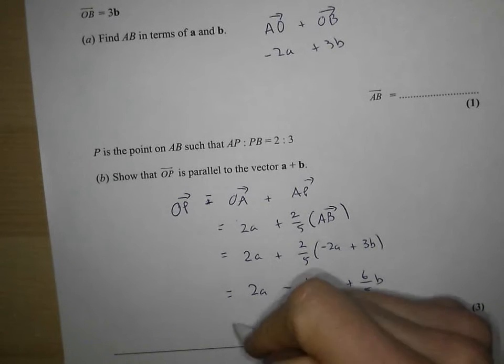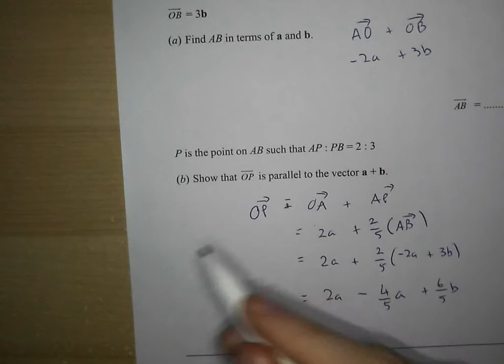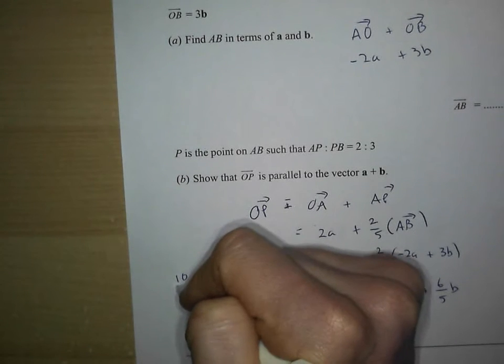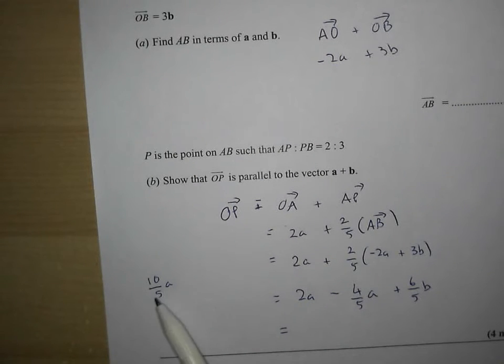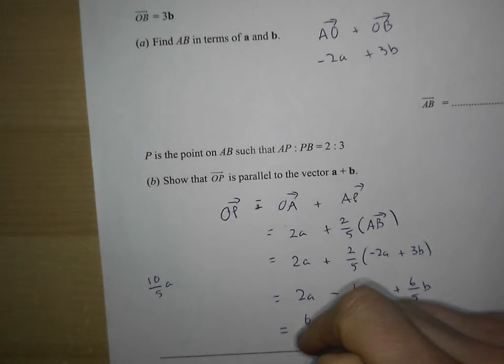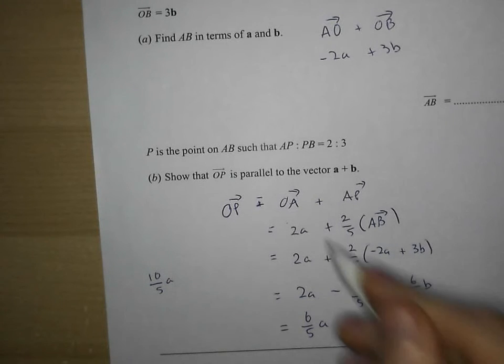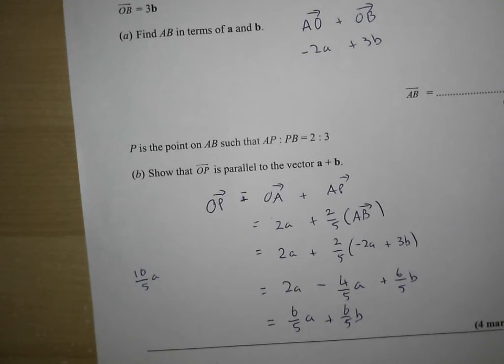Now we've got to tidy this up. This is quite hard actually. We've got 2 whole a's, take off 4/5 of a. Now if you prefer to think of it, 2 whole a's, and we want to start taking off fifths, that's really like 10/5 of a. 10/5 is 2 whole a's. So if you've got 10/5 and you take off 4/5, you're just left with 6/5 of a. That often works, changing whole numbers into fractions when you're having to take them off. Plus 6/5 of b. Now the eagle-eyed among you will be smiling at this point because things are looking up.